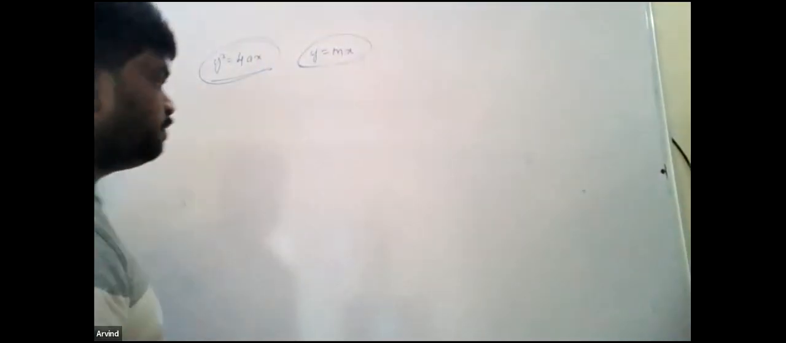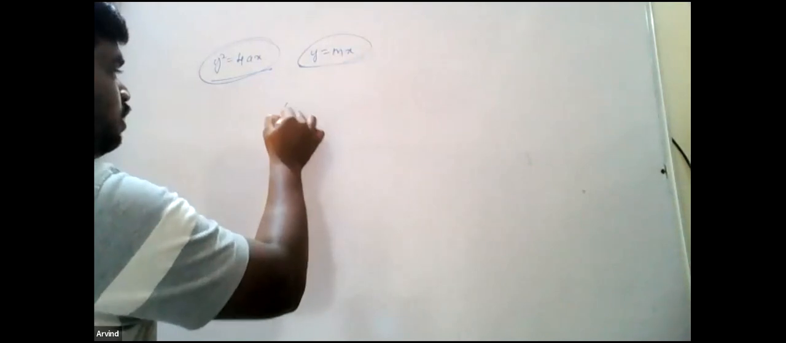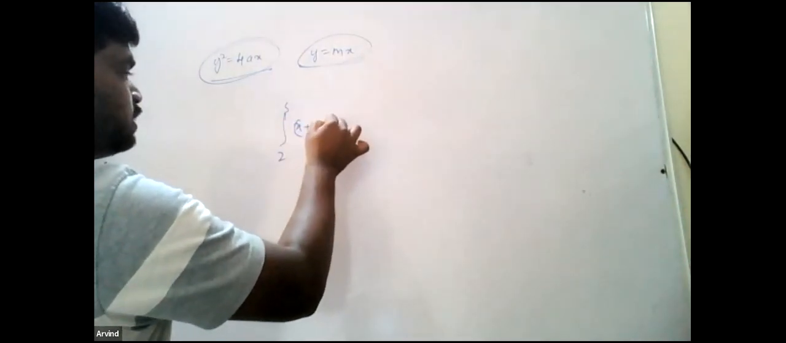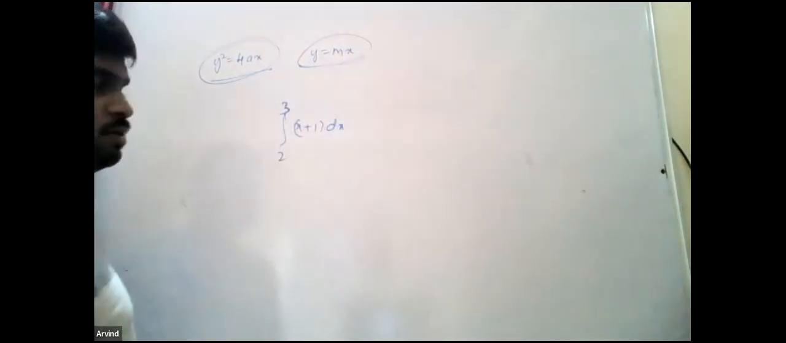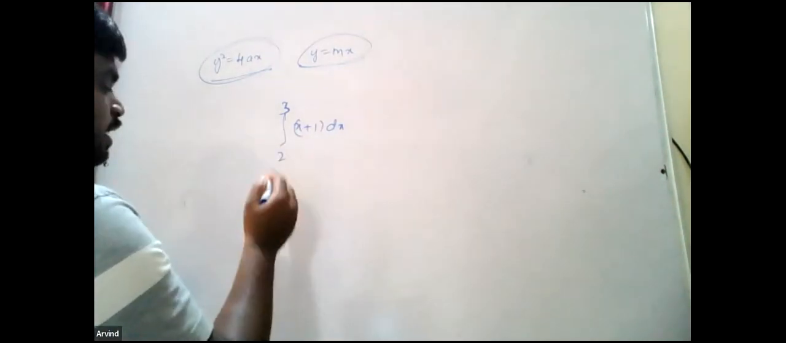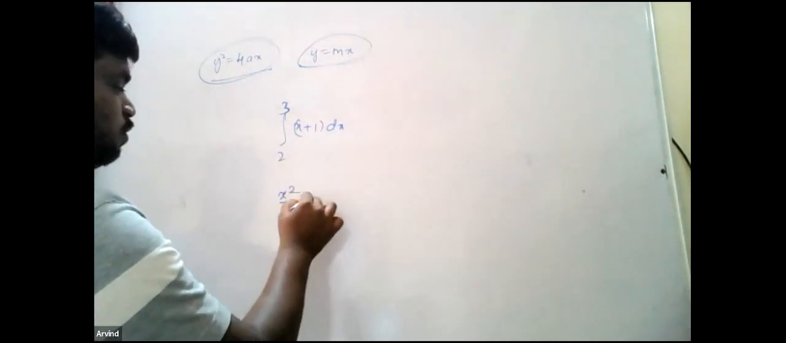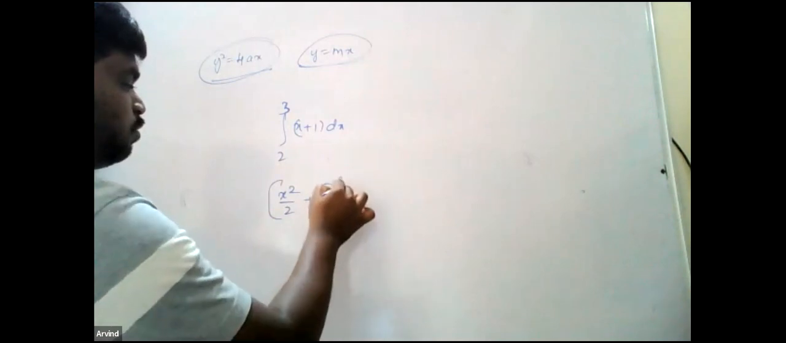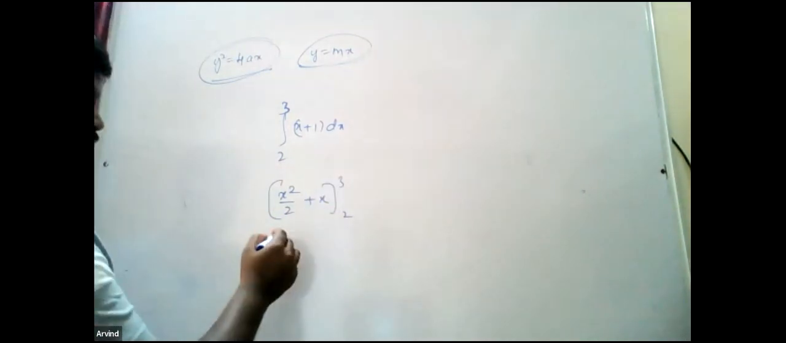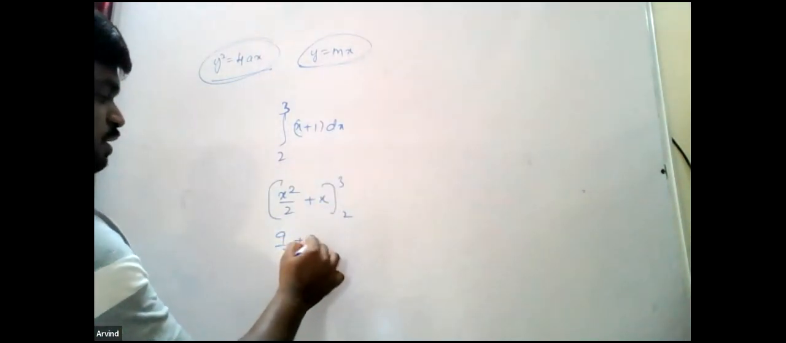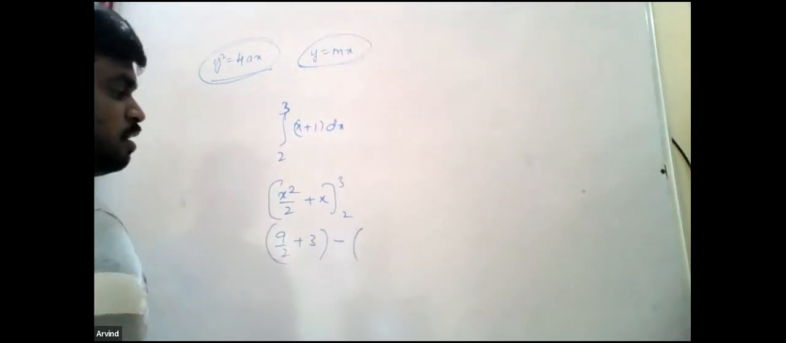So it's very simple. The integral from 2 to 3 of (x plus 1) dx. That's the function. If you integrate, you get x square by 2 plus x. Put the upper limit and lower limit. If you put the upper limit, it is 9 by 2 plus 3. This is upper limit minus lower limit.